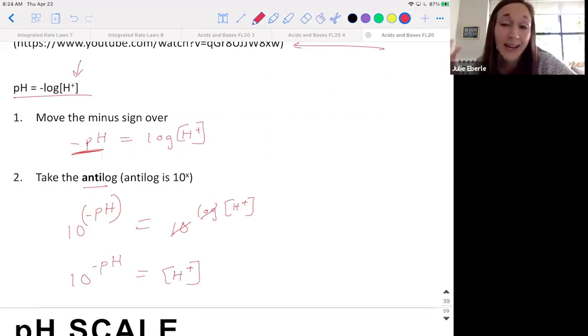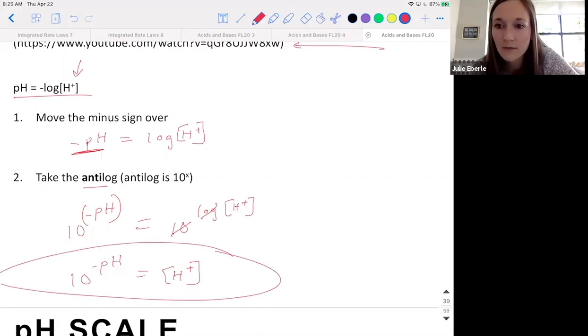So if I give you a pH, like your pH is 6, in your calculator you'll type in 10 to the power of negative 6, negative pH, and that equals your concentration of H plus. I'm not going to ask you to derive this equation. You just need to know this off of this slide.